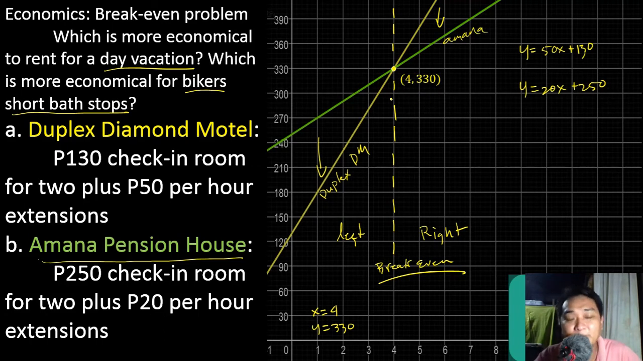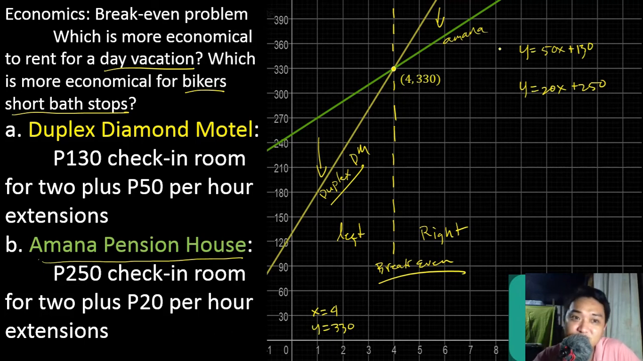Pagka nagtagal ka ron sa motel or pension house na yon ng less than 4 hours, 3 to 1 hour, tamang-tama lang para makaligo, tapos makapagpalit ng damit, mas economical sa Duplex Diamond Motel. Kasi kung titingnan nyo, yung graph niya, mas mababa. Meaning, mas mura siya.